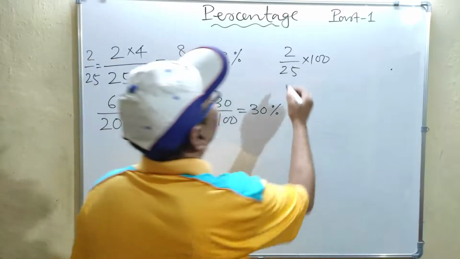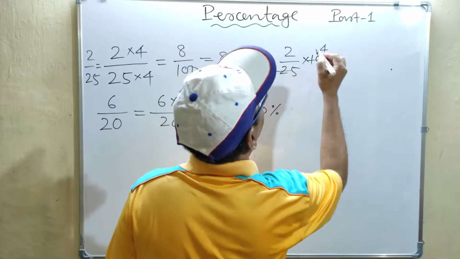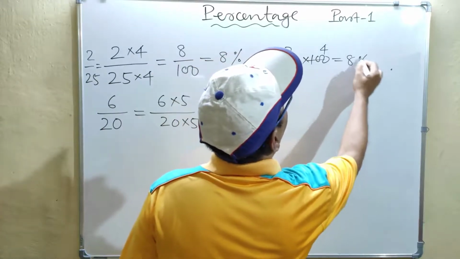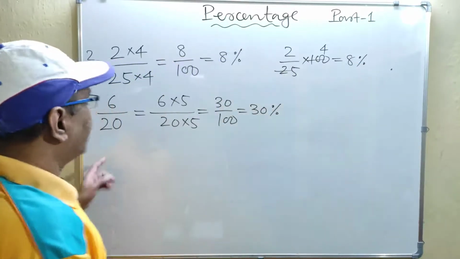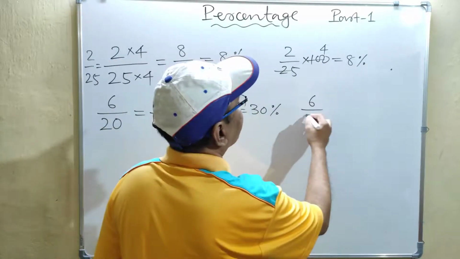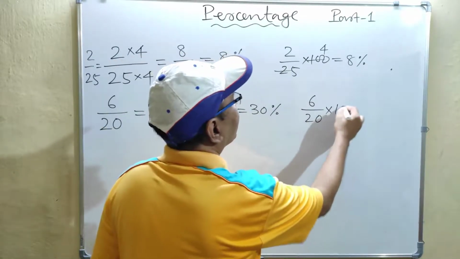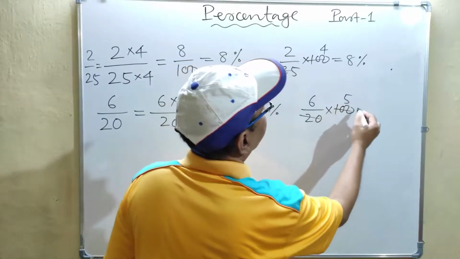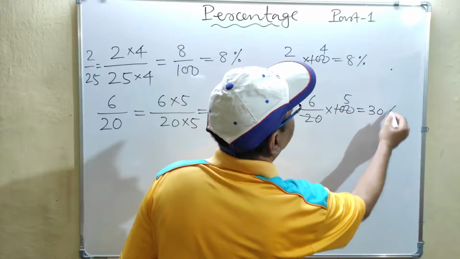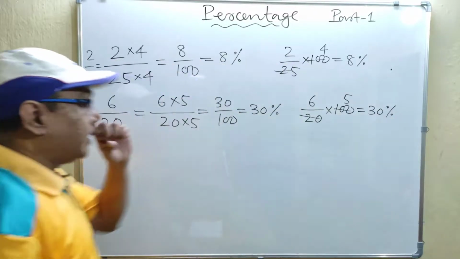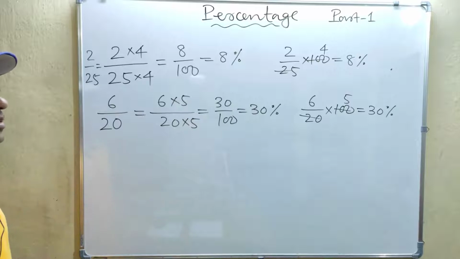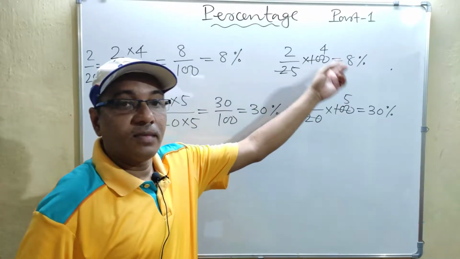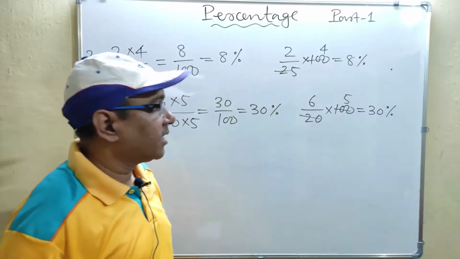Multiply it by 100. 25 goes into 100 four times. 4 into 2 is 8. It will be converted into percent. Here 6 by 20, question was to convert into percent, multiply by 100. 20 goes into 100 five times, that is 30%. In this way any fraction can be converted into percent, and percent can easily be converted into fraction. 8% means 8 by 100. 30% means 30 by 100 it will come.